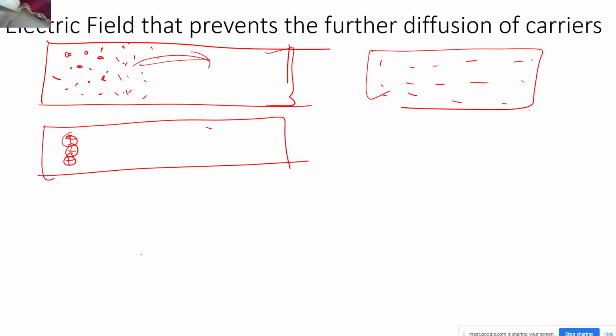That is true. But another way of introducing excess charges could be that you can shine a light, right? That's how you have electrons and holes created. Yeah, correct. Okay, nice. I just wanted to point that out.